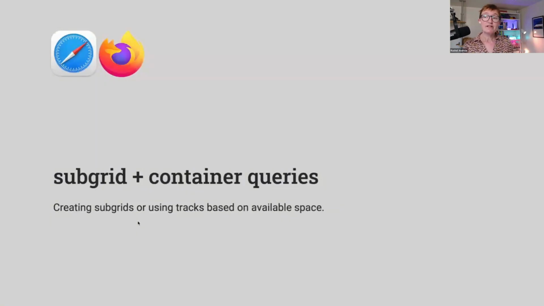So I think subgrid is going to be really useful, again, in combination with container queries. You need a browser, obviously, that supports both features to be able to play around with this. Because you'll be able to create subgrids or use the tracks of a subgrid based on available space.